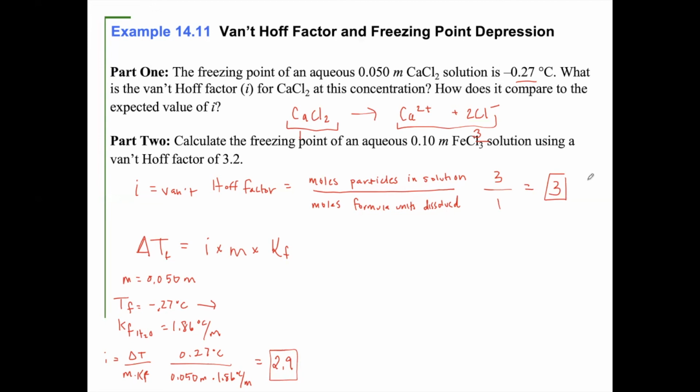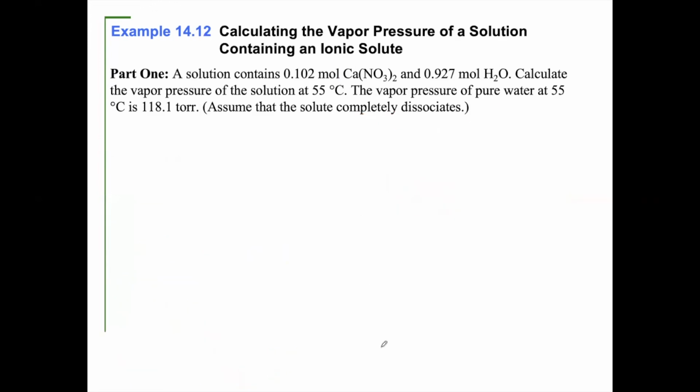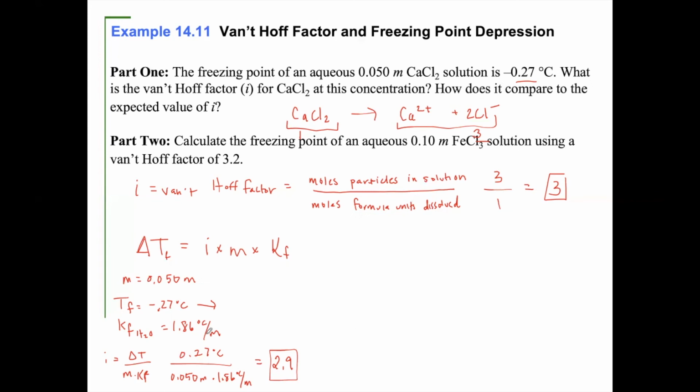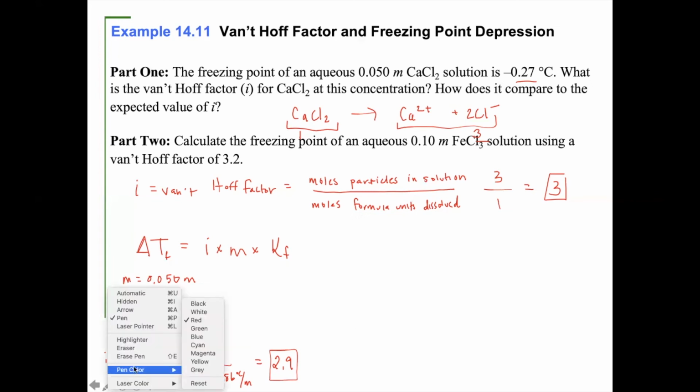Okay, so for part 2, calculate the freezing point of an aqueous 0.10 molar iron 3 chloride solution using a Van Hoff factor of 3.2. Okay. So, let's see, do I have room to do this? No. All right. Just going to use a pen of a different color.